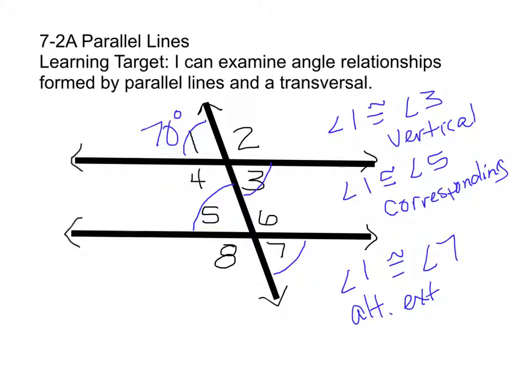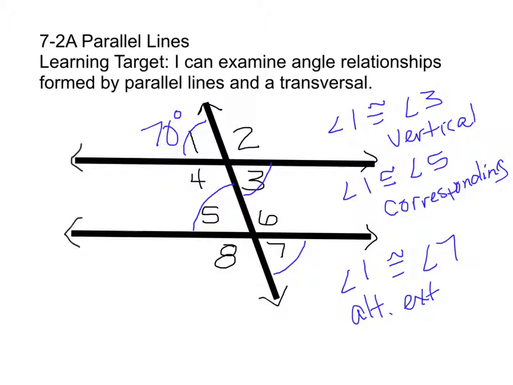Okay, now that you have figured out the measure of angles 1, 3, 5, and 7, what would the measure of angle 2 be? I want you thinking, what kind of angles are these? Angle 1 and angle 2. What do they form? Angle 1 is acute. Angle 2 would be obtuse. But if I added angle 1 and angle 2, what do I get? A straight line. So can I figure out the measure of angle 2 if I know the measure of angle 1?